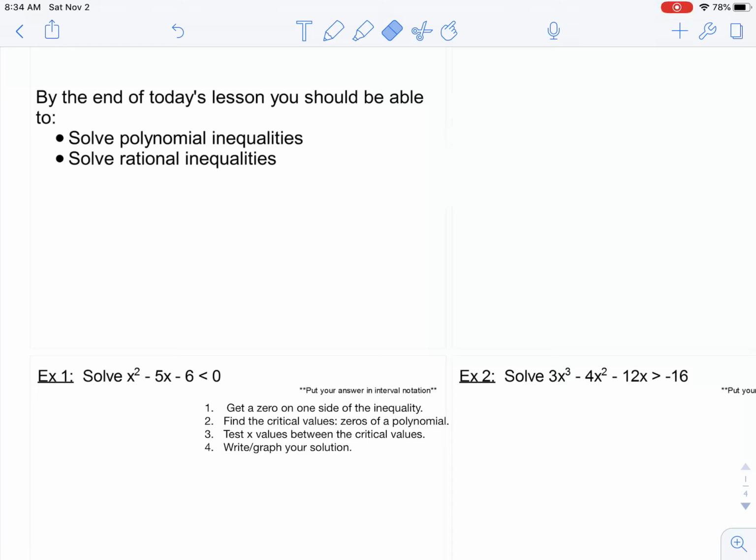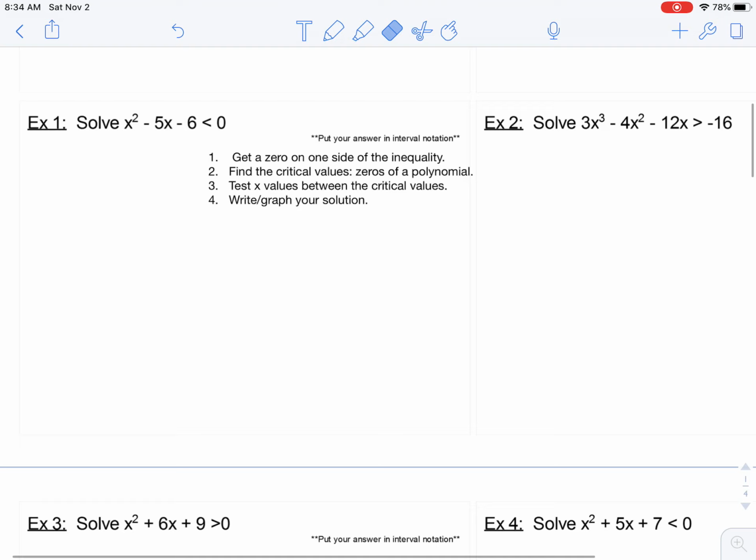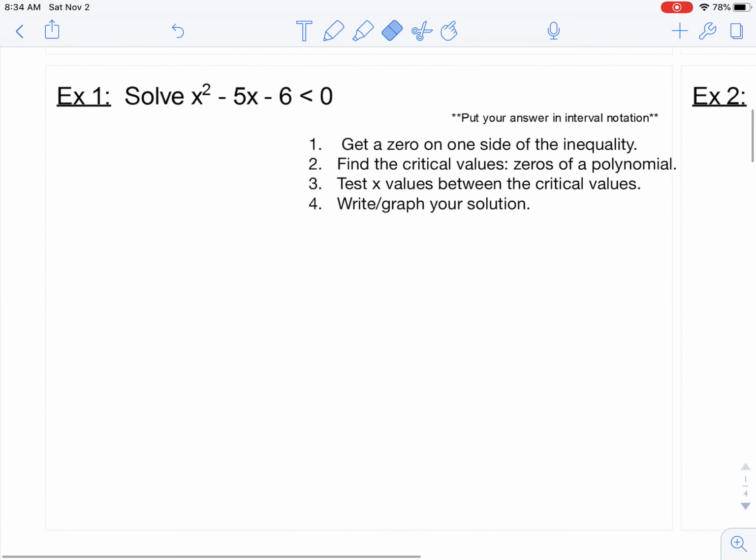All right, so we're going to talk about lesson 2.7 today. By the end of today's lesson, you should be able to solve polynomial inequalities and solve rational inequalities. So if you look at the first example, it says solve x squared minus 5x minus 6 is less than 0.